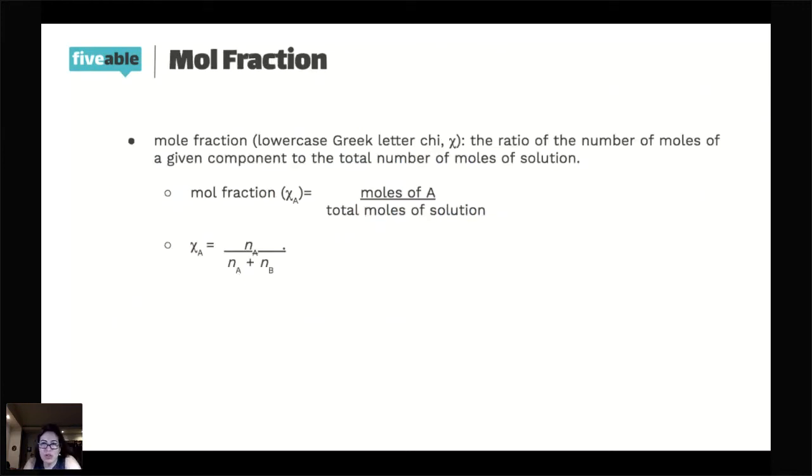Okay, so now we're going to explain the mole fraction concept. Mole fraction, the symbol is a lowercase Greek letter chi, and it refers to the ratio of the number of moles of a given component to the total number of moles in the solution. So that's our formula. Let's do an example.